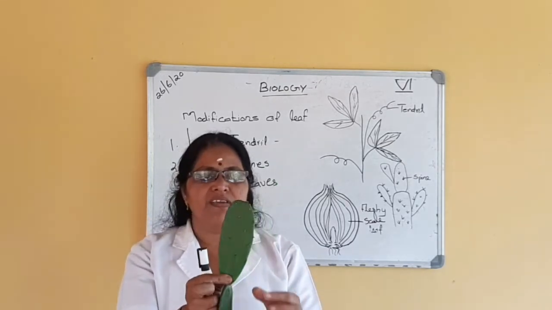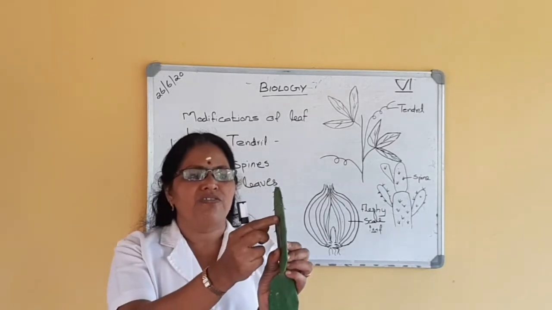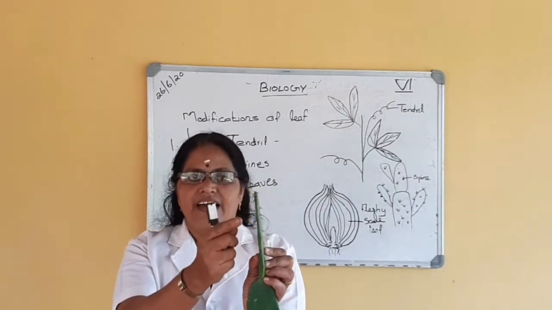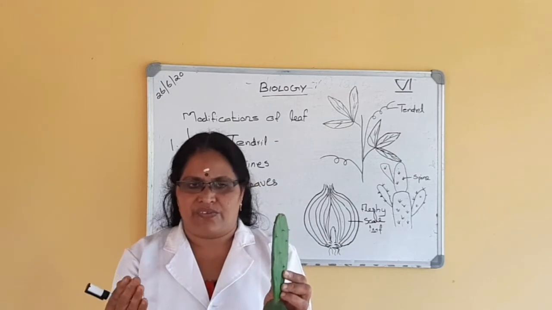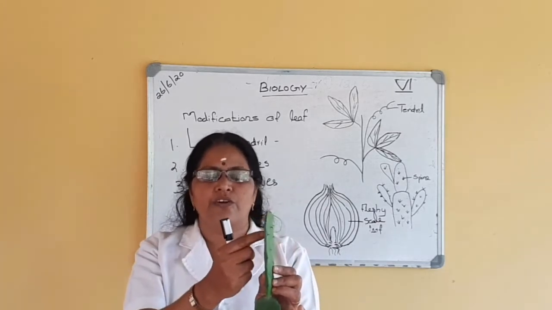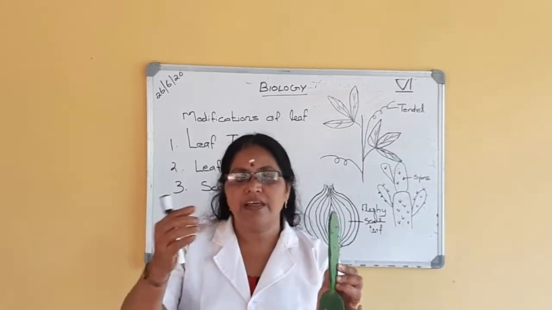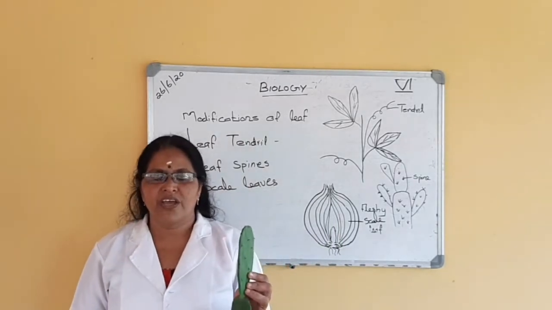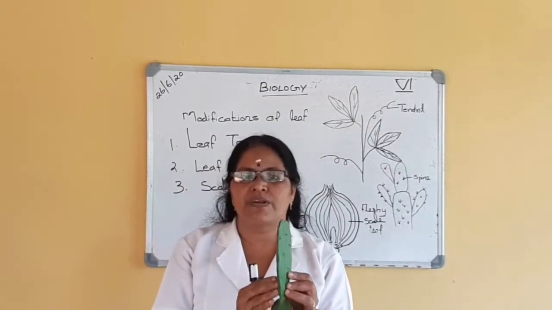And here you can see some spine-like small structures. Actually, they are the modified leaves. The leaves are modified to spines. Why are the leaves modified to spines? To reduce the loss of water from the plant.